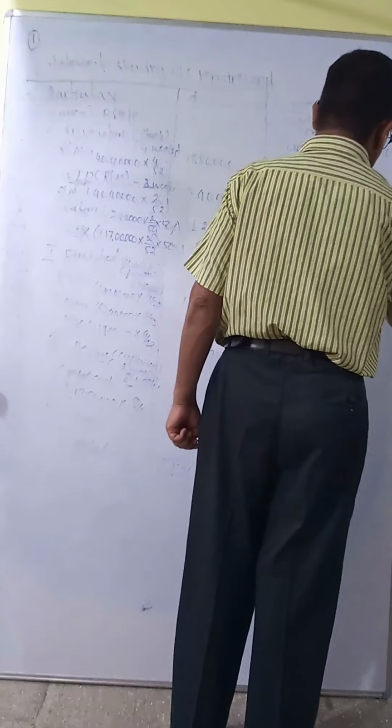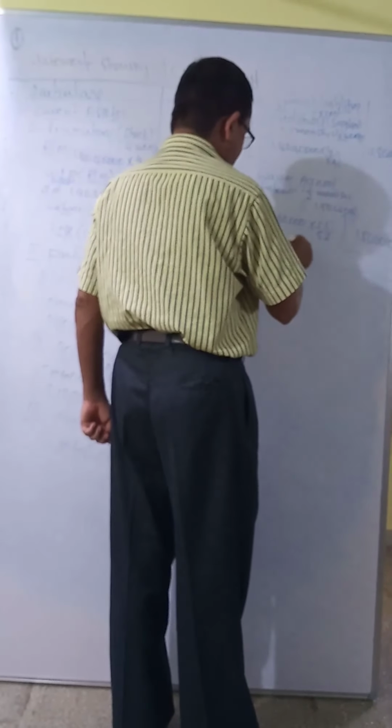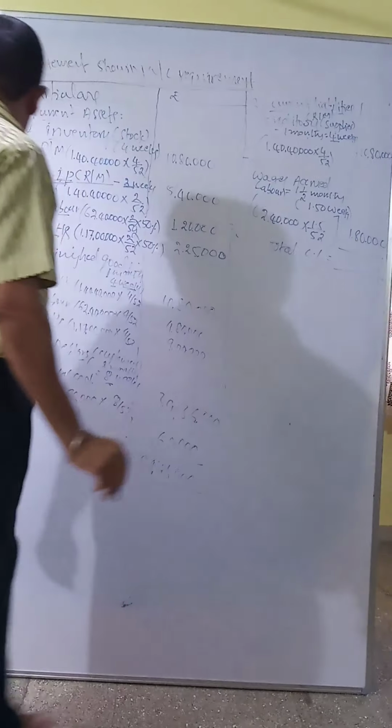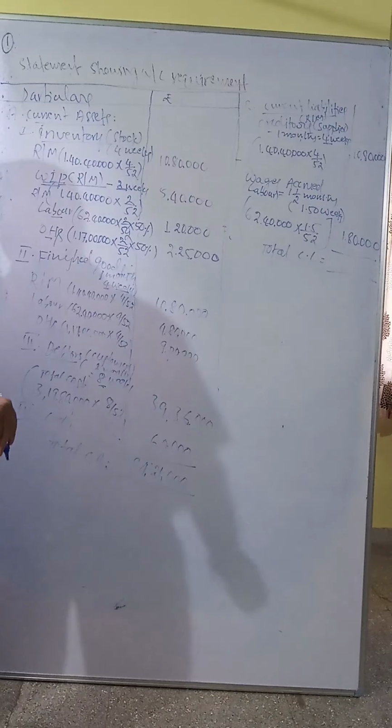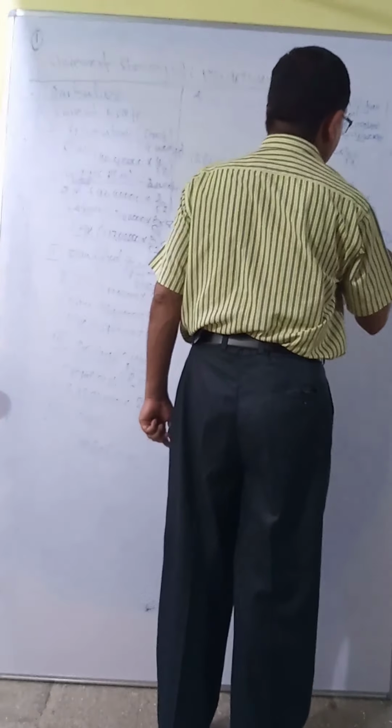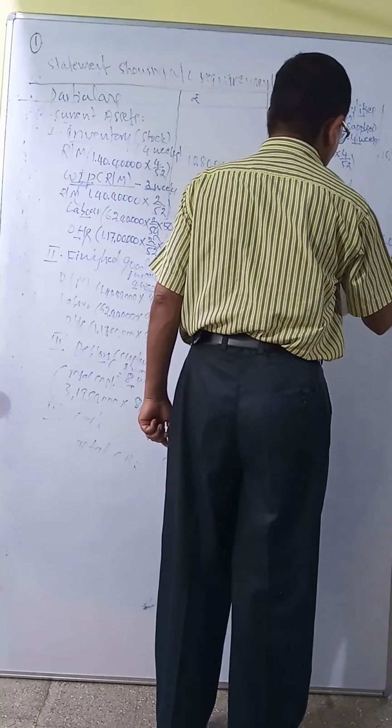Now we should add. You will get total current liabilities. Add all these current liabilities. Total current liabilities 12,60,000. This plus this, 12,60,000.